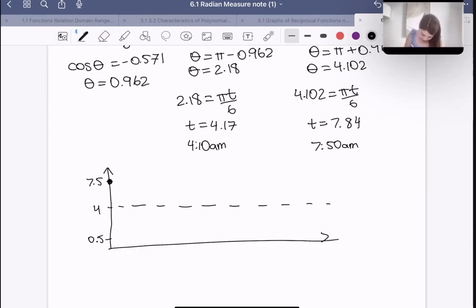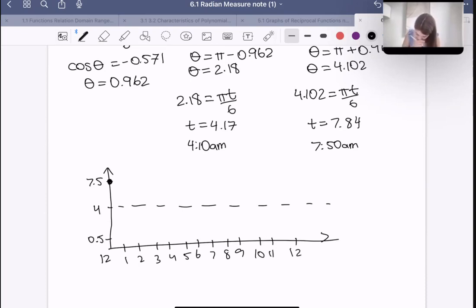So let's say that this starting point is midnight. Then here we have 1, 2, let's make those nicer. 1, 2, 3, 4, 5, 6, 7, 8, 9, 10, 11, 12 till midday. Okay. So 1, 2, 3, 4, 5, 6, 7, 8, 9, 10, 11, 12.